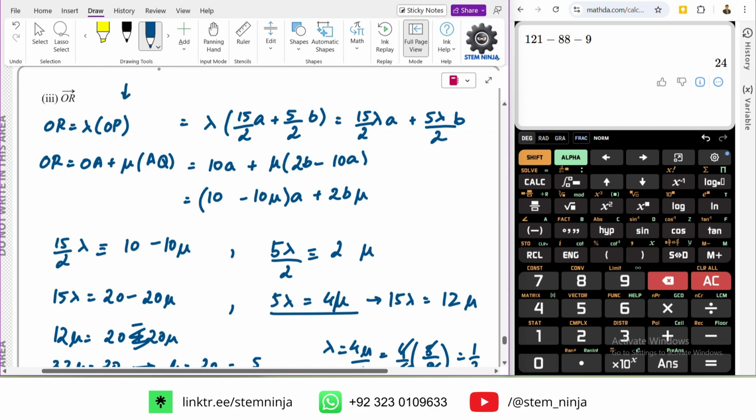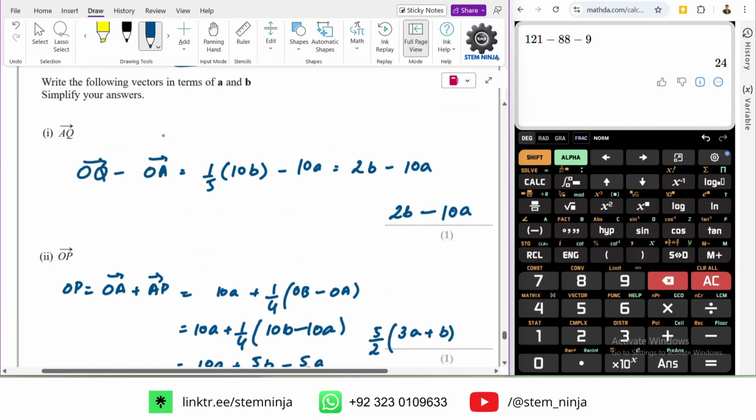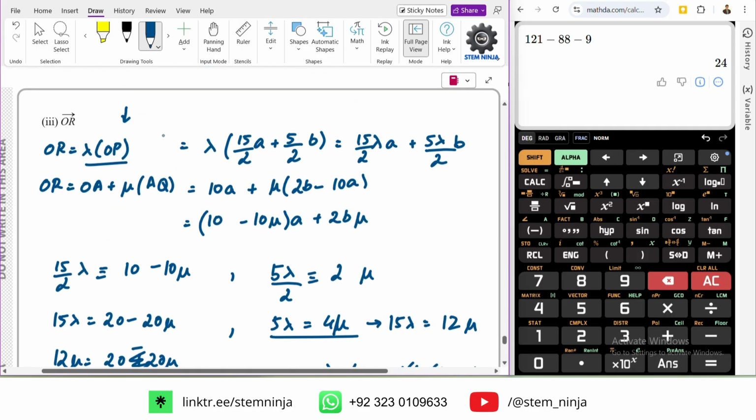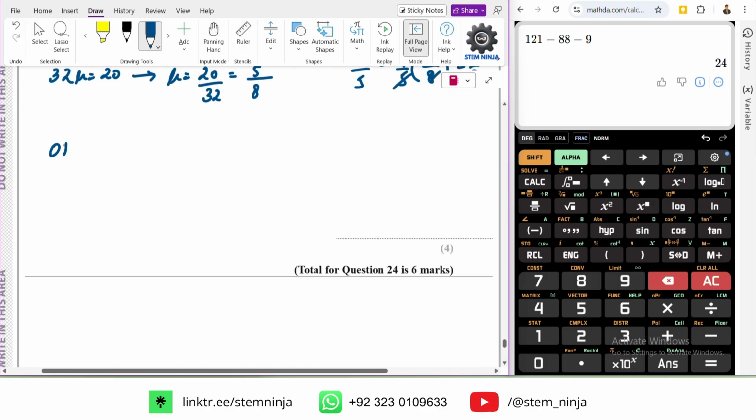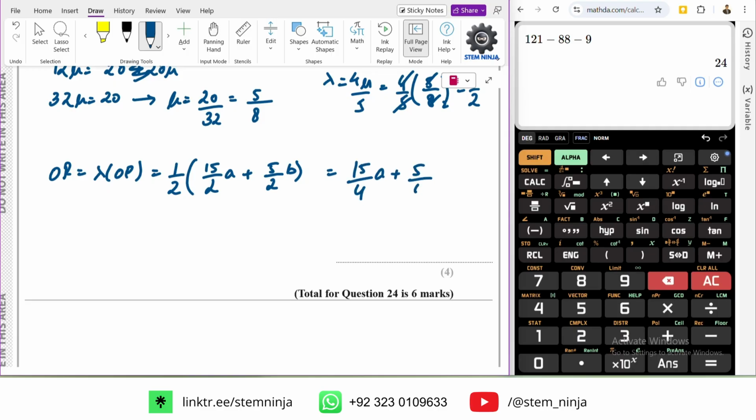We can find out this one. So we have lambda already, right? We have lambda, and we found out OP also. So OR is equal to lambda times OP. Half of OP, which was 15 over 2 A plus 5 over 2 B, would become 15 over 4 A plus 5 over 4 B. So 15 over 4 A plus 5 over 4 B. That's it. That's your question number 24.